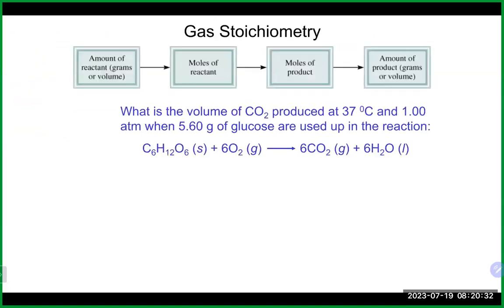So if we look at a problem here, why don't you give it a try? What is the volume of CO2 that's produced at 37 degrees and 1 atmosphere when 5.6 grams of glucose, which is this guy right there, is used up in this reaction? And we'll give you some numbers that will be helpful.